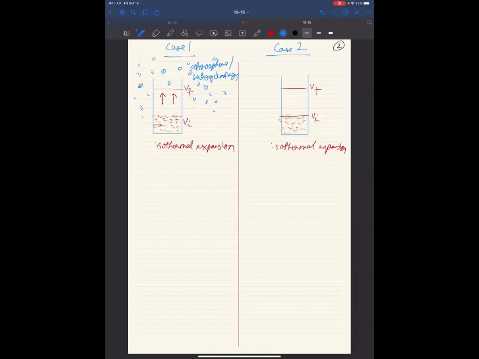So for both of them, what you're physically doing is giving some heat to the system, okay? You're heating it. This is in a test tube and you're heating it from the bottom and it's expanding. In the first case, it is expanding against the surroundings. It is doing some work against the surrounding.